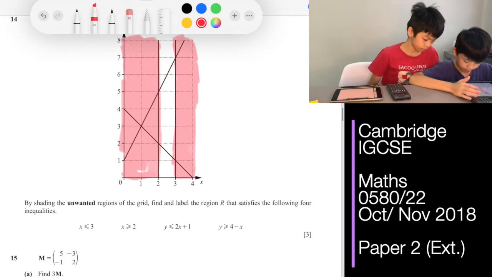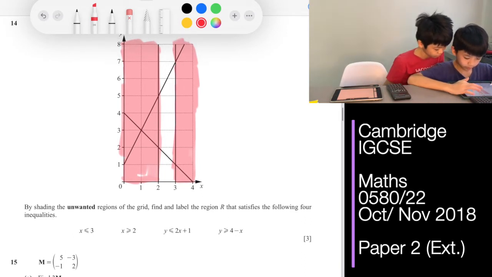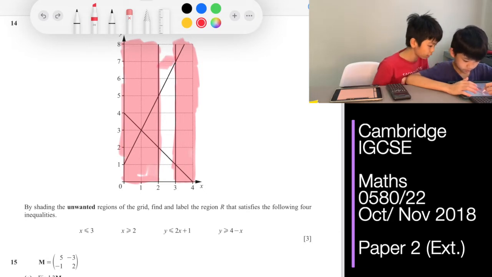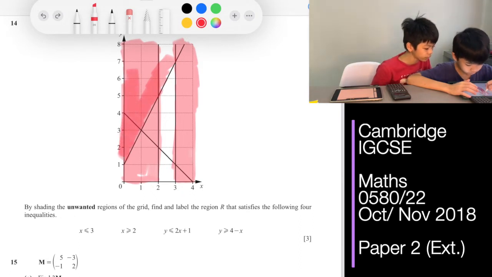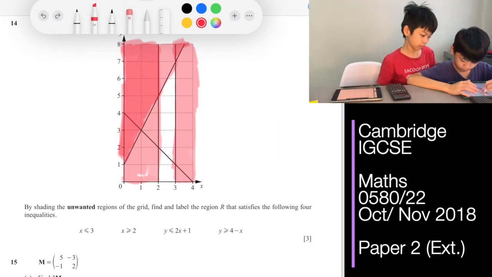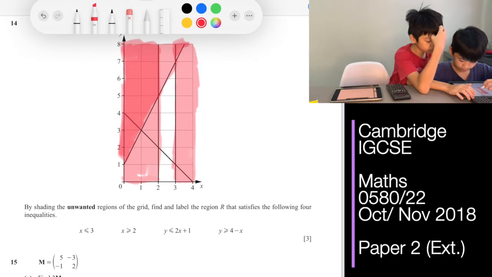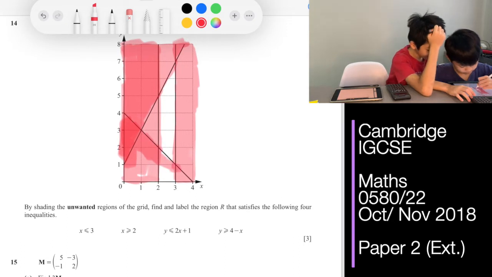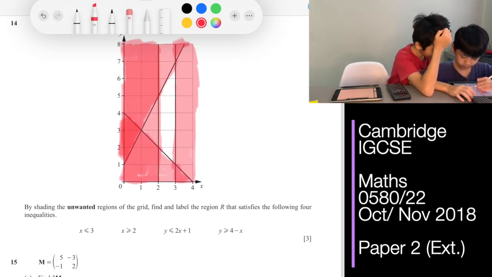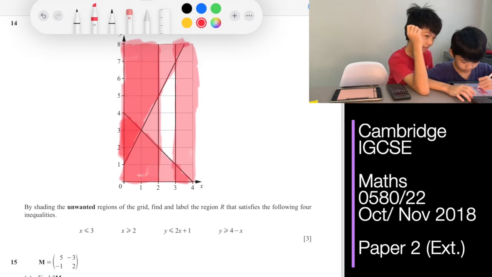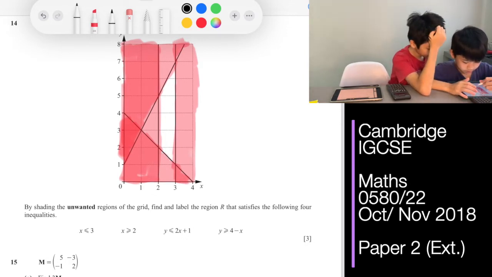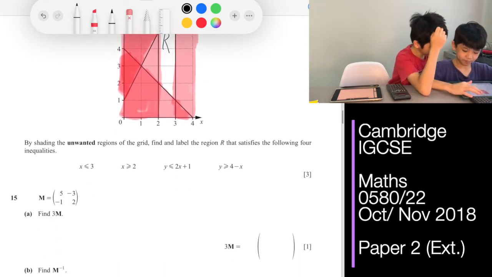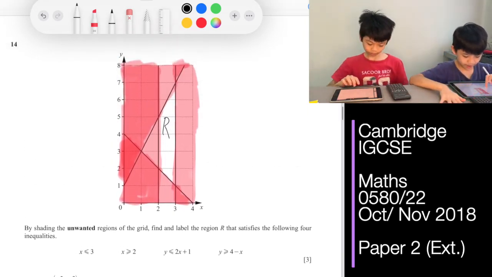And then y is bigger or equal to 2x plus 1. So 2x plus 1, that would be this one. Bigger, which means up here. And then y is smaller or equal to 4 minus x, which is this one, smaller. Okay, so you can see this is R. Yep, because it is the only part unshaded.